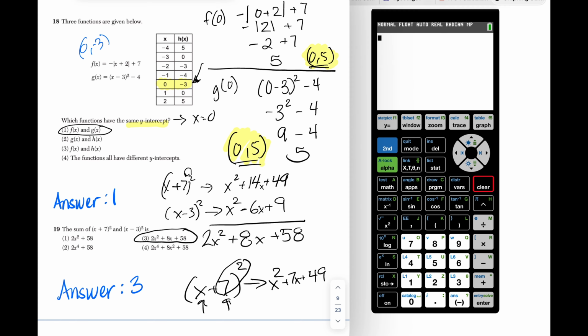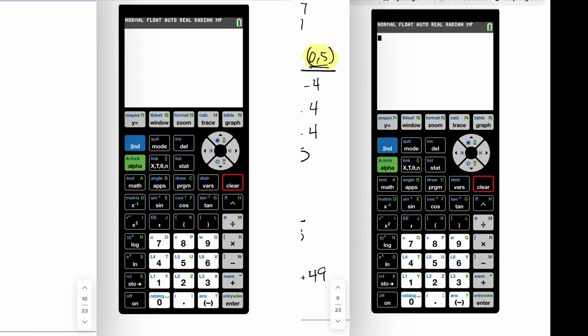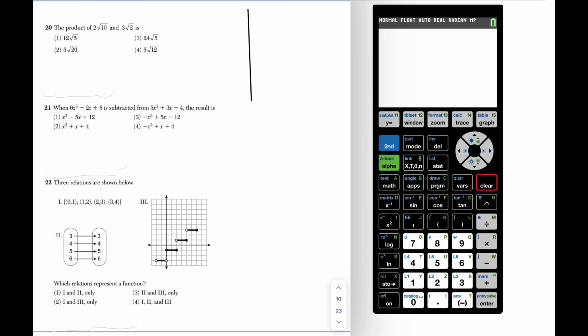So hit pause and jot this down into your notes. Let's look at the answers for 20, 21, and 22. We have 1, 3, and 4. Check and see how you did. 2 points for every right answer.